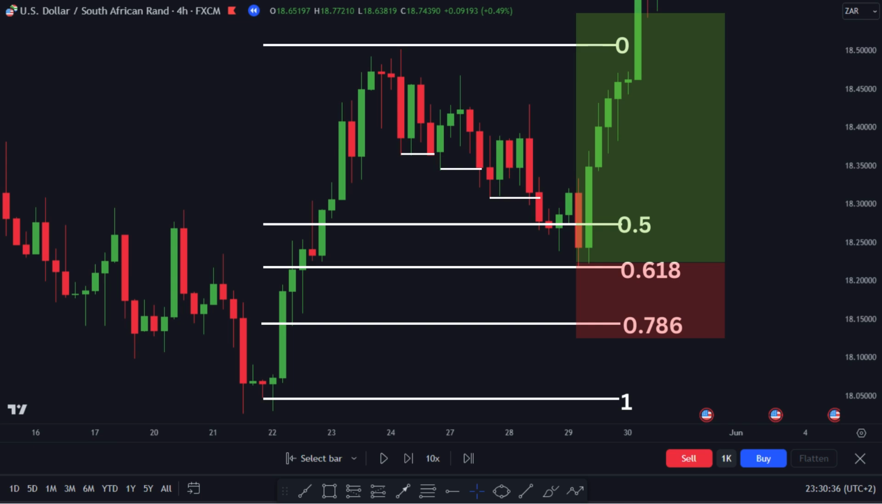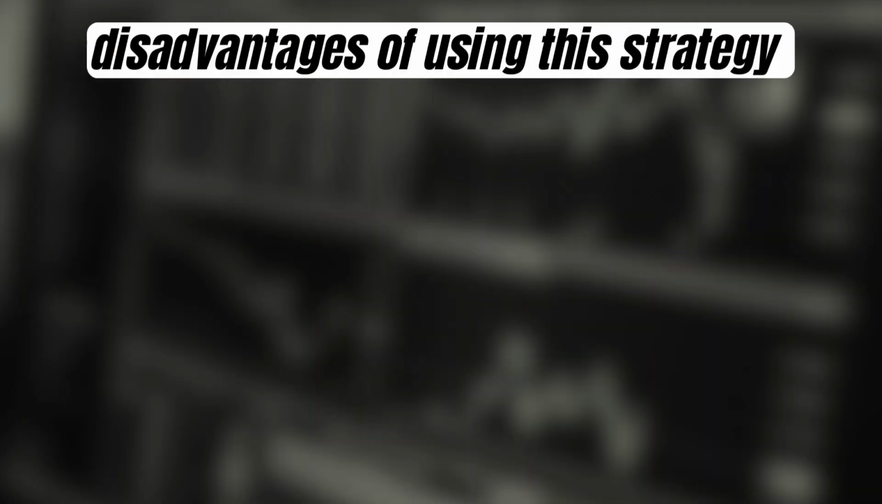I challenge you to backtest this strategy on up to 50 setups. This way, you will learn how to use it effectively and be able to make adjustments to make it even more effective. We know that for every good strategy, there's always a downside. For this strategy, the disadvantages are as follows.